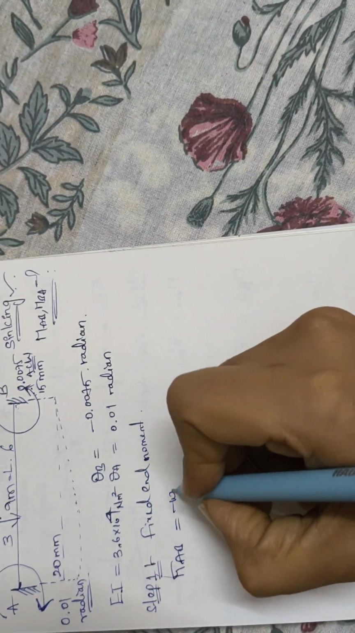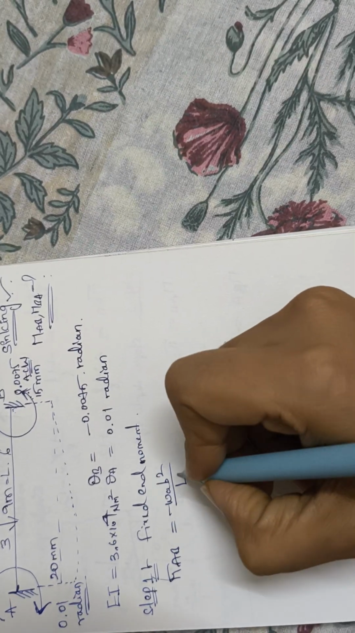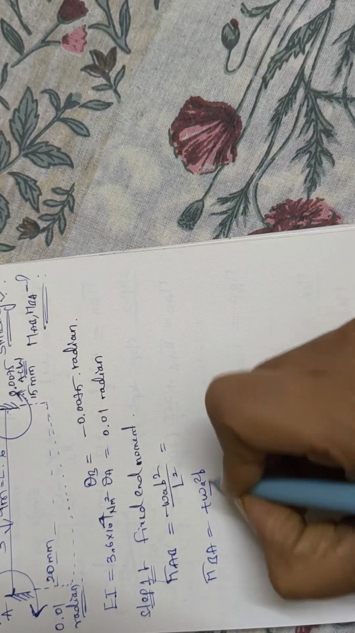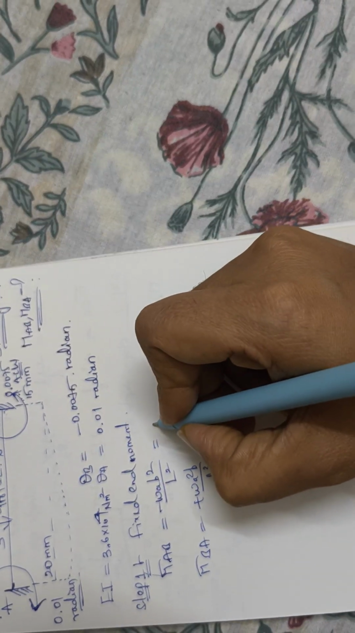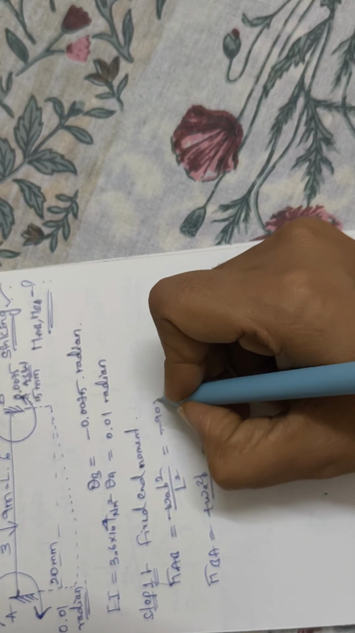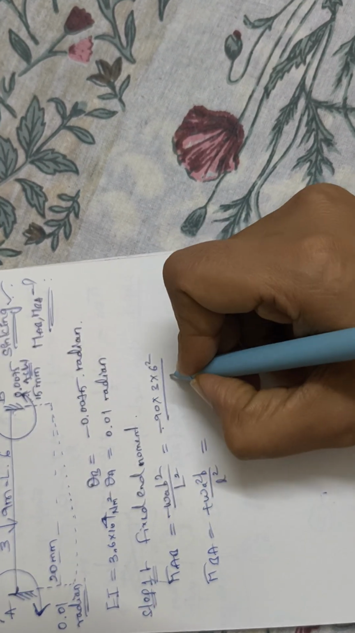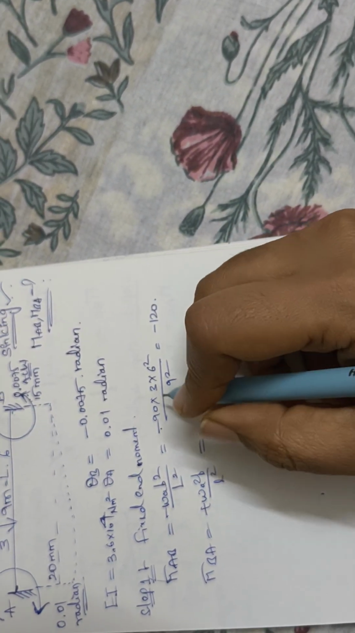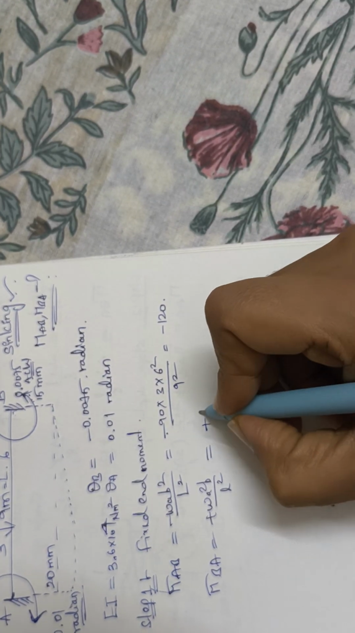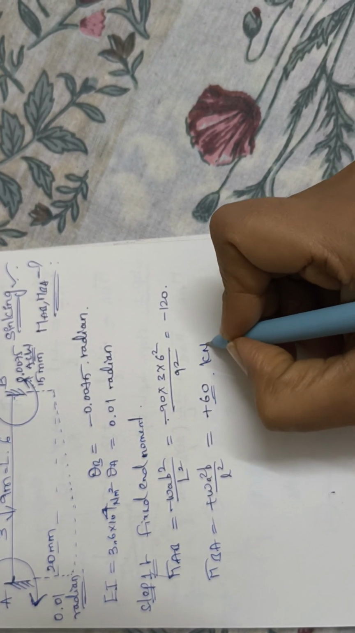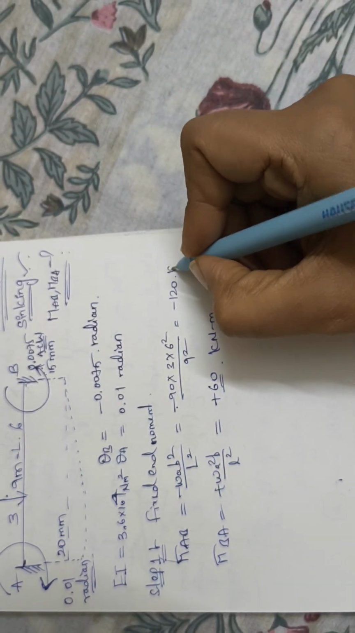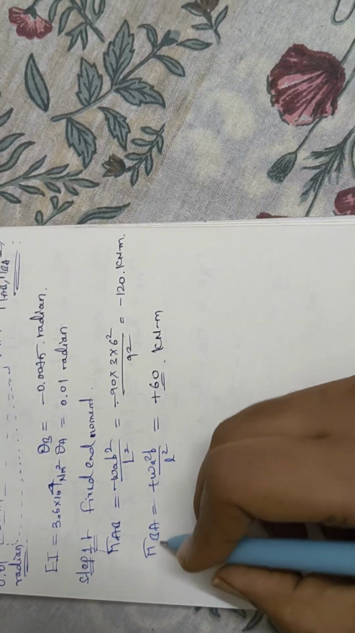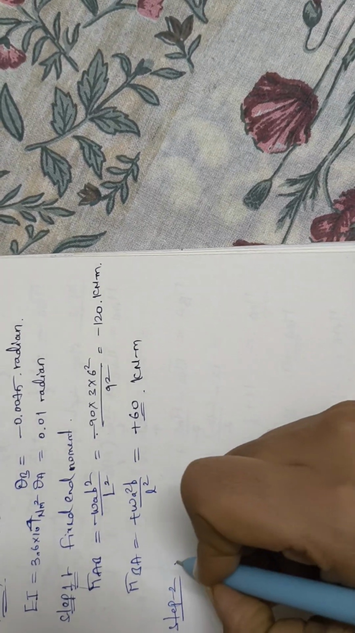So that means you have to apply minus WAB square by L square formula for M bar AB, and for M bar BA, plus WA square B by L square. Substitute all the values: minus 90, A value 3, B value 6, L square, so minus 120 is the answer. And here we'll get plus 60 kilonewton meter for M bar BA. So you can check, is it exactly 60 or not? Now next one, coming to step 2.